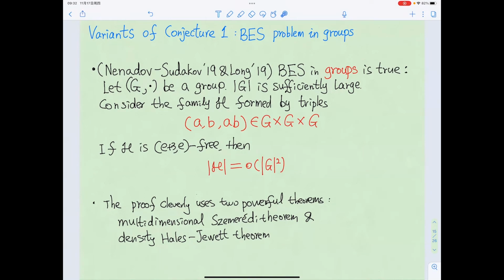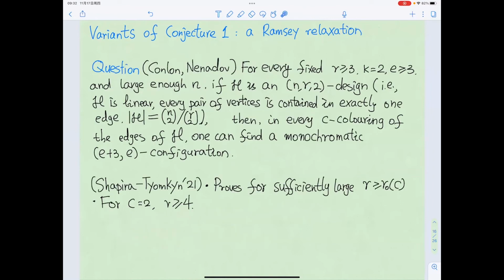The proof of Nenadov and Sudakov cleverly uses two powerful theorems in combinatorics, namely the multi-dimensional Szemerédi theorem and the density Hales–Jewett theorem. So the proof is very short but elegant. There is also another variation of conjecture one, which is very interesting. It is a Ramsey relaxation of this problem.